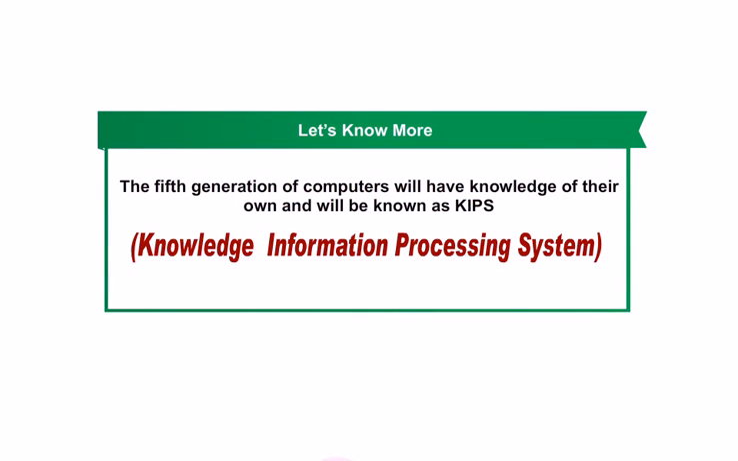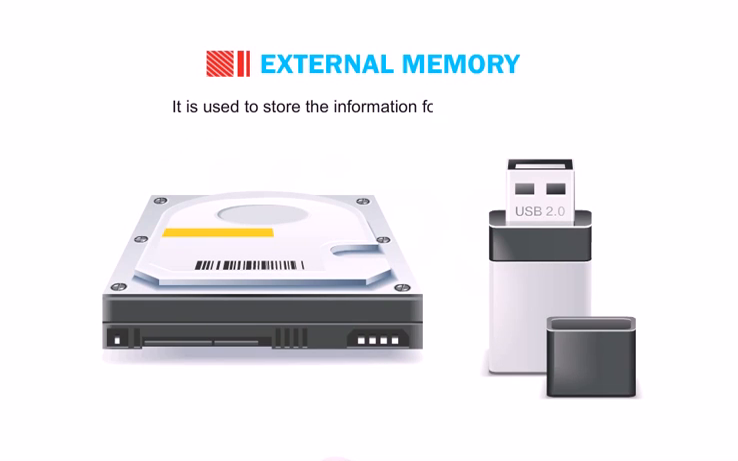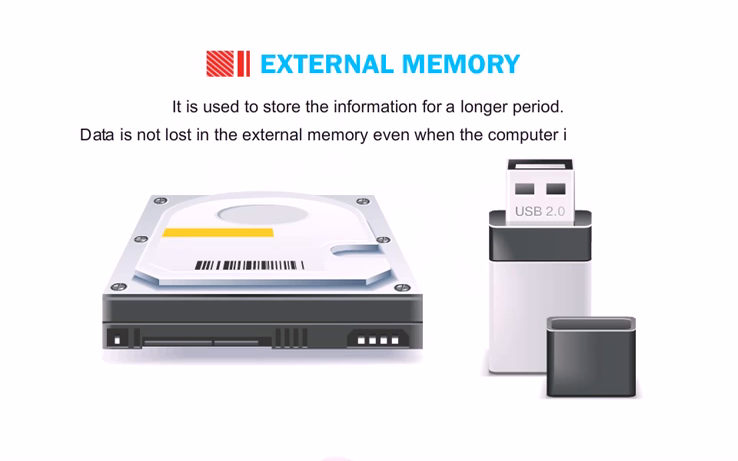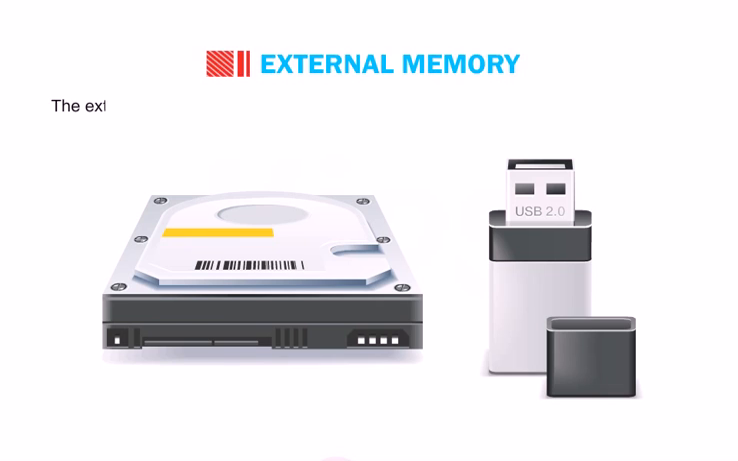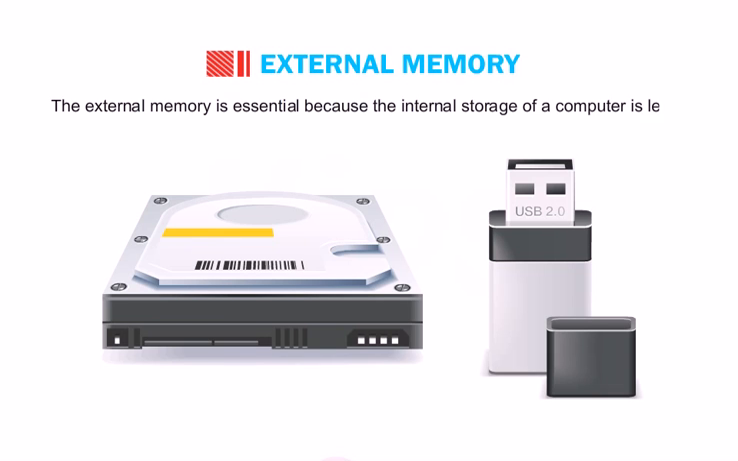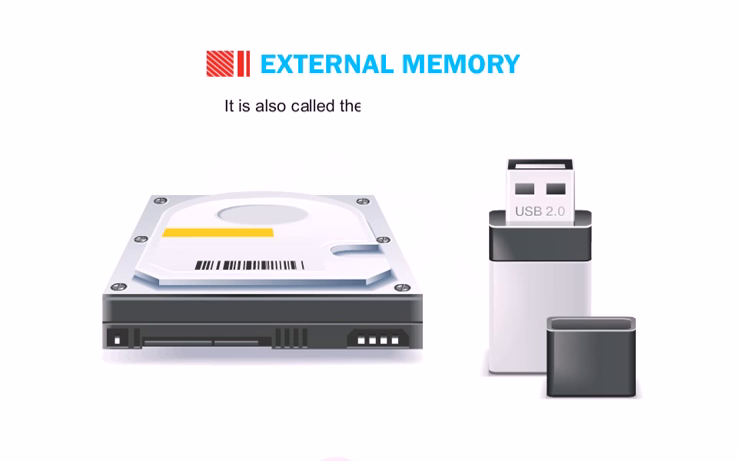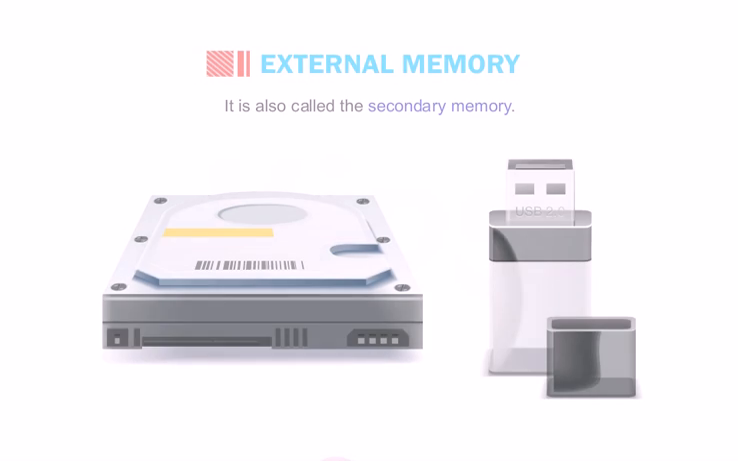Knowledge Information Processing System. Let me tell you about the external memory. It is used to store the information for a longer period. Data is not lost in the external memory even when the computer is turned off. The external memory is essential because the internal storage of a computer is less. It is also called the secondary memory.